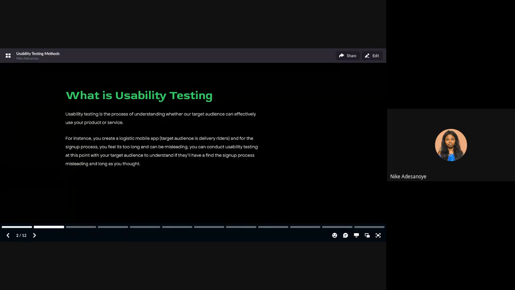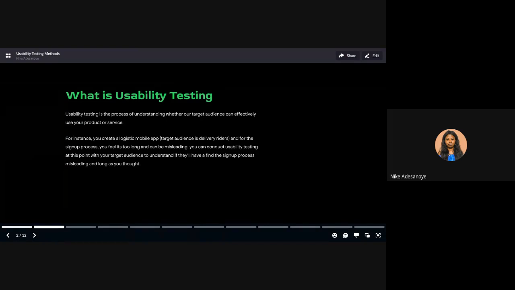So you are conducting usability testing with your target audience at this point, right? To really know that these people find this process effective and easy, unlike what I thought as the designer, right? And I will tell you that most of the companies in Nigeria don't really conduct user research like we do, right?